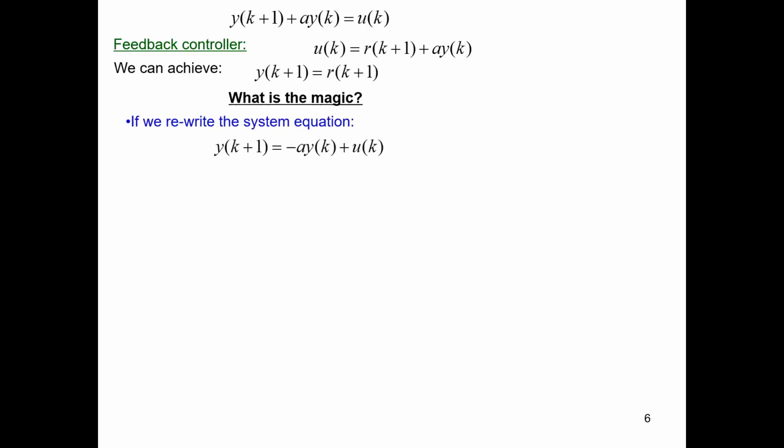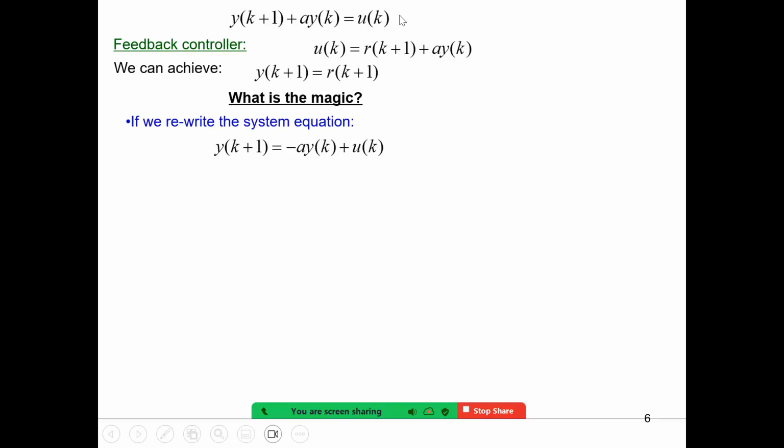To understand that, we need to rewrite the system equation in a different form. Let's say this is the way: we put the input on one side and the output on the other side. However, I'm going to do it in this way. I put this y(k+1) on one side, and move this y(k) to the right-hand side. I have an equation like this. And now I can interpret this equation as a predictor.